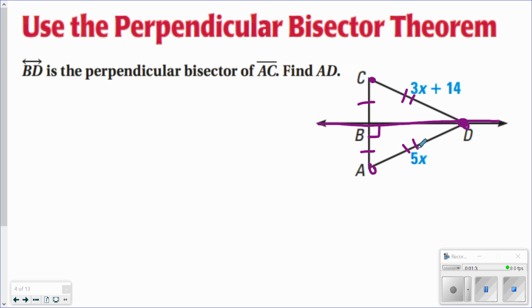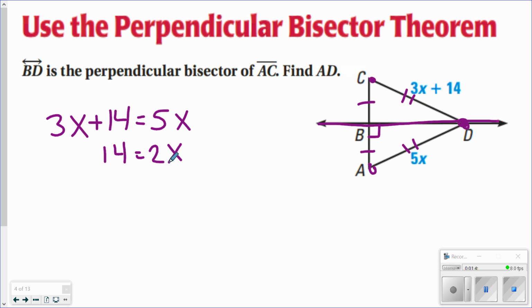All right, so let's do some math here. So 3x plus 14 is going to equal 5x. All right, so if I subtract 3x from each side, I get 14 is equal to 2x, which means 7 is equal to x. And I'm done.